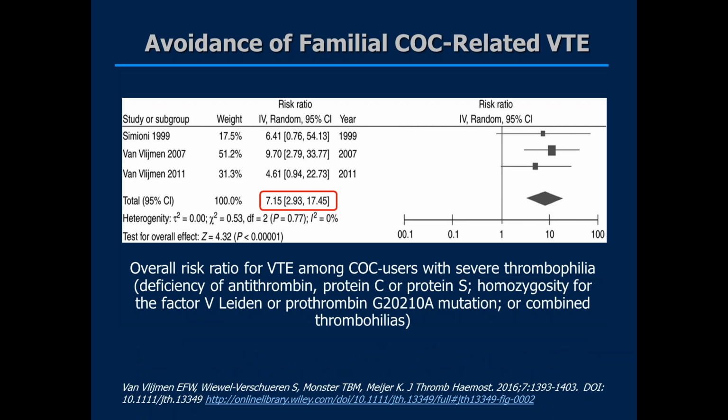There were far fewer case control studies that examined the risk in those with the so-called severe thrombophilia. And interestingly, what they found is that the risk ratio was almost the same, 7.15. But what you'll notice is that the upper bound of the 95% confidence interval extends quite far up to 17.45. So we don't have as much confidence in that risk ratio as we do for the lower risk thrombophilias.